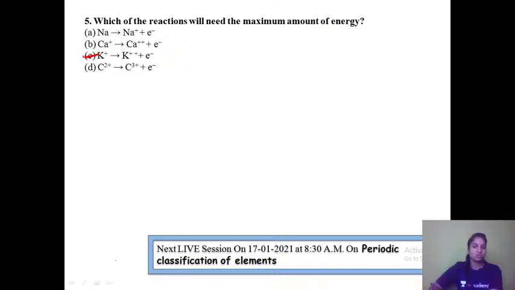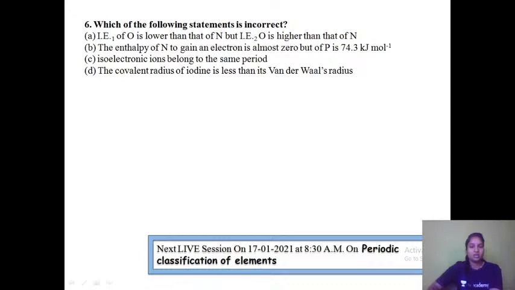Next question. Which of the following statements is incorrect? IE1 of oxygen is lower than nitrogen, but IE2 of oxygen is higher than nitrogen. Correct statement. They are asking us for the incorrect statement. The enthalpy of nitrogen to gain an electron is almost zero, but that of phosphorus is minus 74.3 kilojoule per mole. Very right, because nitrogen has a stable configuration, so its tendency to gain an electron would be zero.